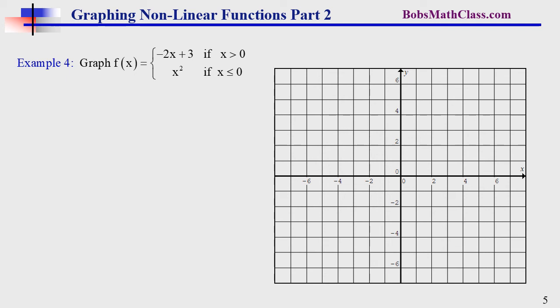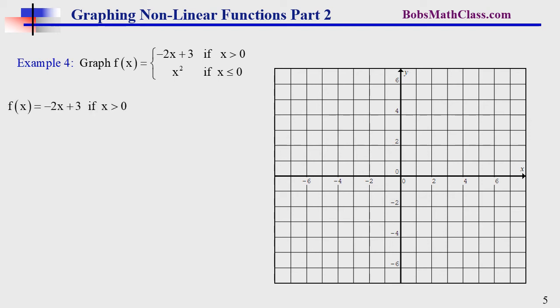All right, example 4. So this is actually a piecewise defined function because there's two pieces to it. So f of x equals -2x plus 3 if x is greater than 0, or f of x equals x squared if x is less than or equal to 0. Well, let's see, we have two graphs to do. I think we should do one at a time, right? Does that sound easier? Let's just concentrate on one at a time.